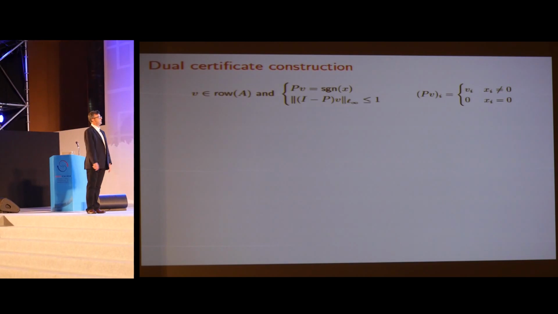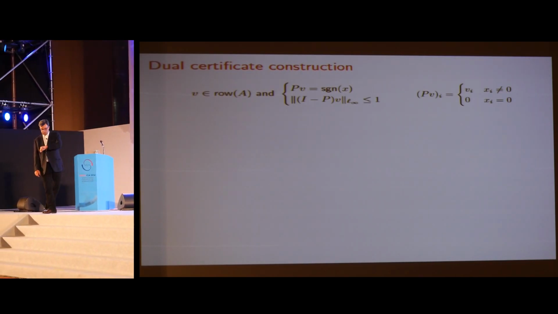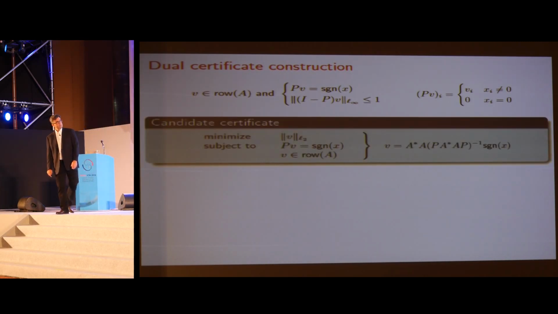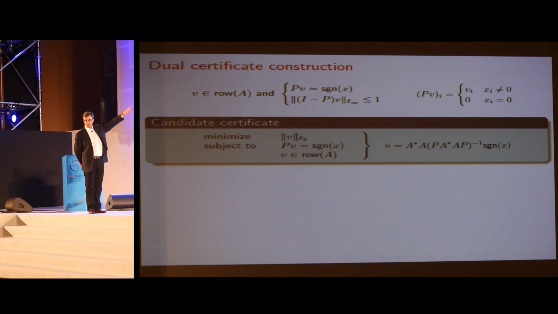All right, so how do we go about establishing things like this? This is my dual certificate, rewritten in matrix notation. V is in the row space of A if and only if the projection of V onto the support of X is equal to the sign, and the projection off the support has magnitude less than 1. So one way to actually do this is to try to exhibit a candidate certificate. Let's try to construct such a V. I have two affine equations: the projection must match the sign, and V is in the row space of A.